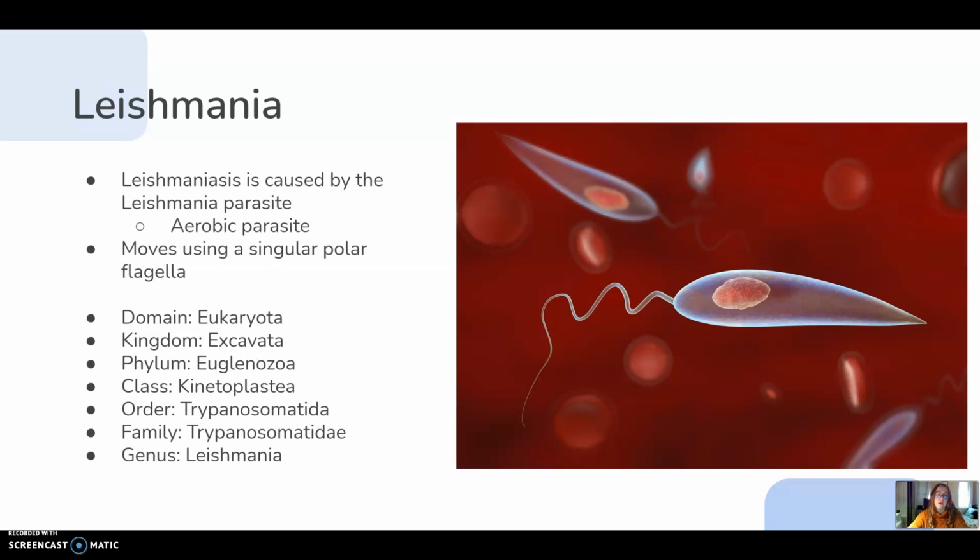Leishmania causes leishmaniasis and is an aerobic parasite. It moves using a single polar flagellum, and it's in the domain Eukaryota, the kingdom Excavata, the phylum Euglenozoa, the class Kinetoplastea, the order Trypanosomatida, and the family Trypanosomatidae, and the genus is Leishmania.